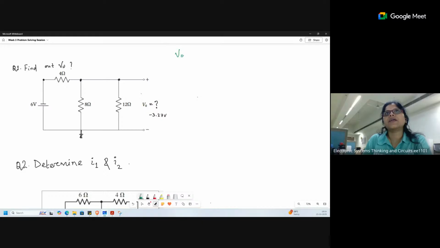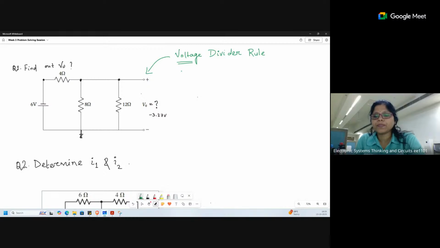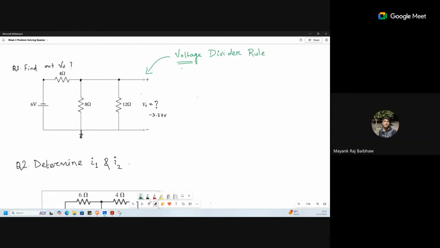Do you have the idea about voltage divider rule or not? Because last time we solved this question by using KCL and KVL. So I wanted to solve this question with the voltage divider rule, which will give you the answer in 2 steps. That's why I wanted to introduce this concept. Does anyone know about that? Let me know. Am I audible? Yes, ma'am, you are audible.